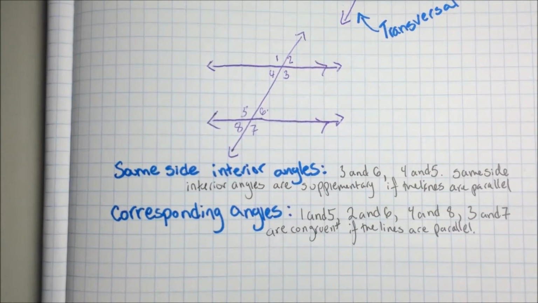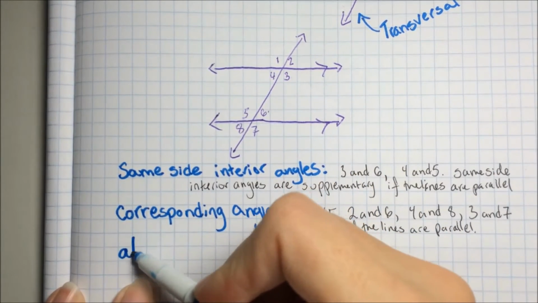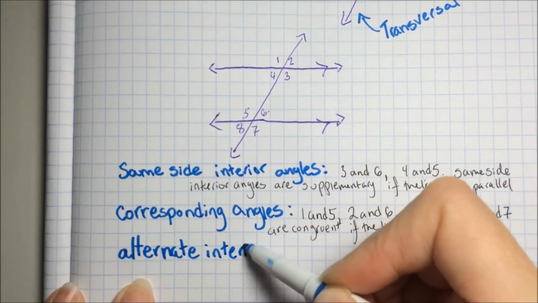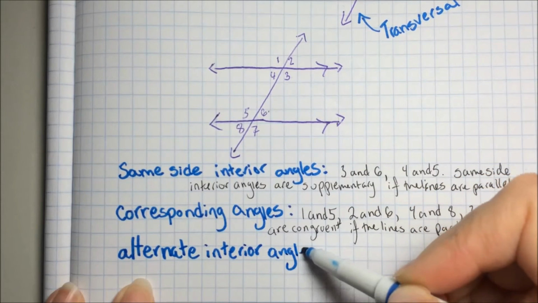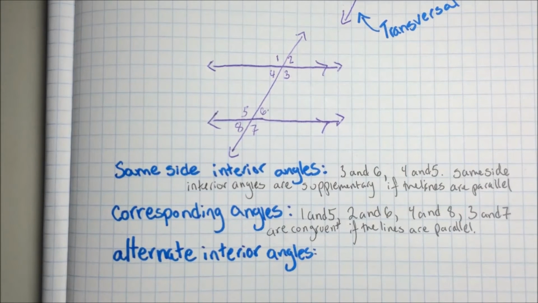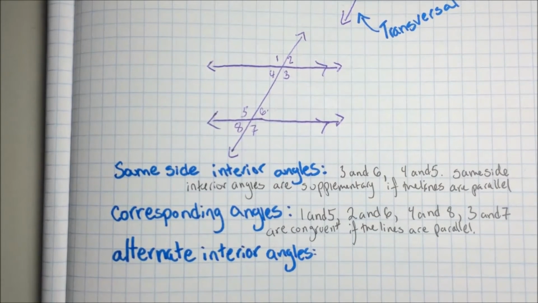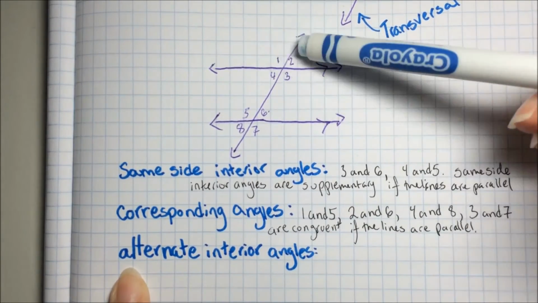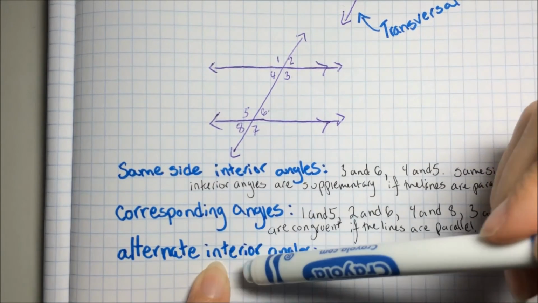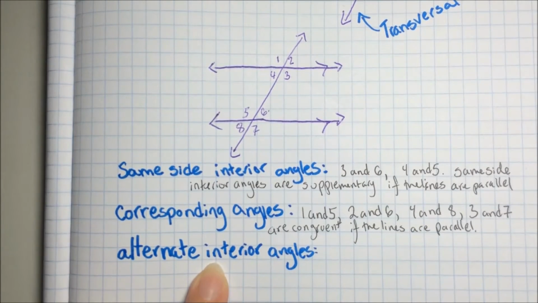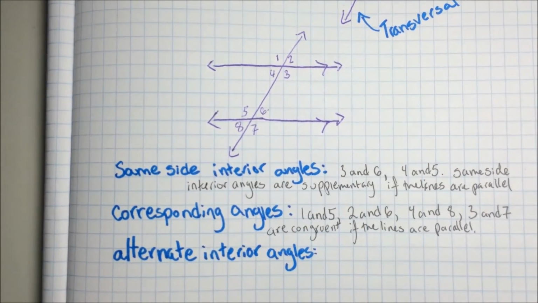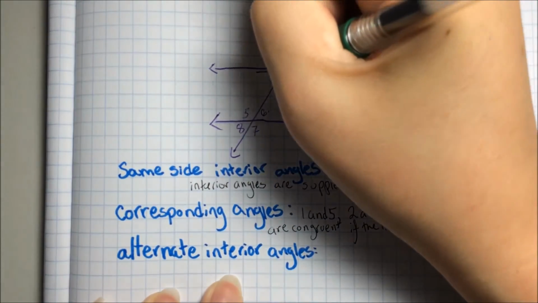The next type of angles that we'll talk about are alternate interior. Okay. So alternate interior angles are on alternate sides of the transversal. That means one's going to be on this side of the transversal, one's going to be on this side of the transversal. So one on this side, one on this side. Interior means they're in between the two parallel lines. So I'm going to go in between the two parallel lines. So I can see where they are because alternate interior angles always kind of make a Z shape.